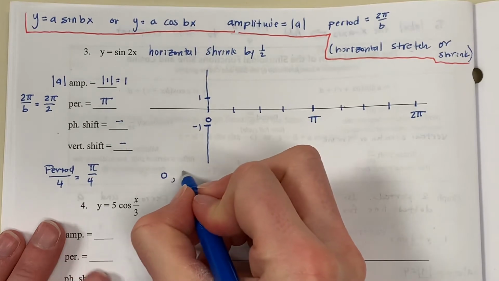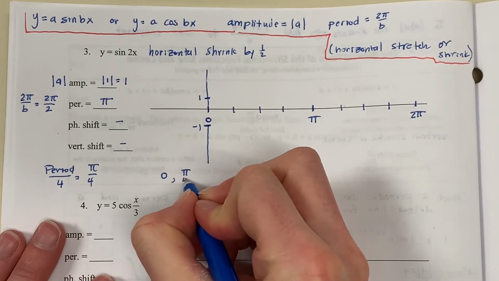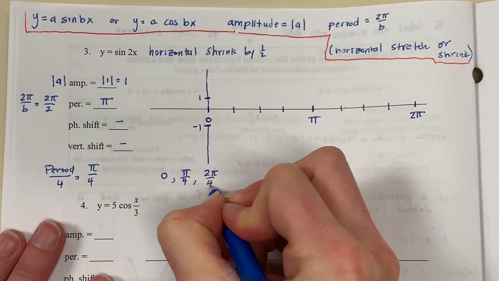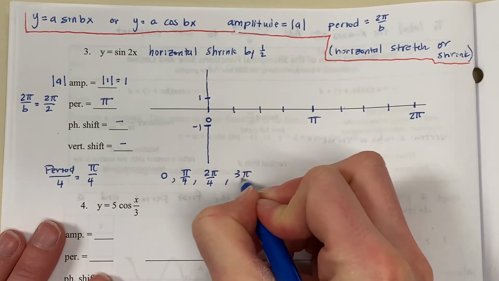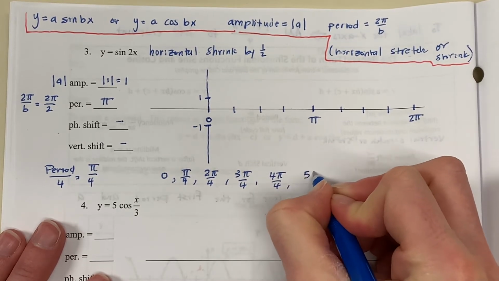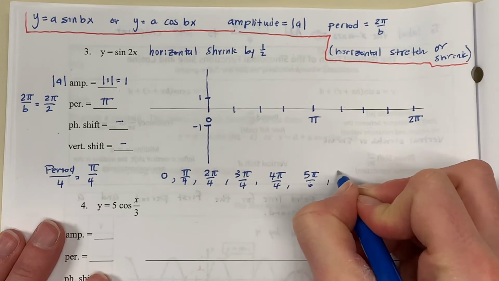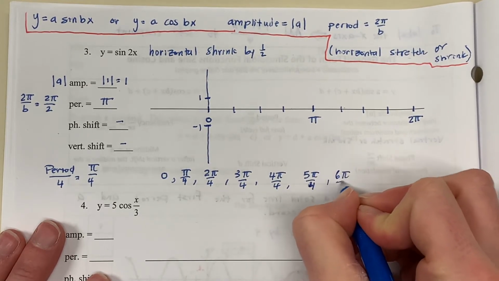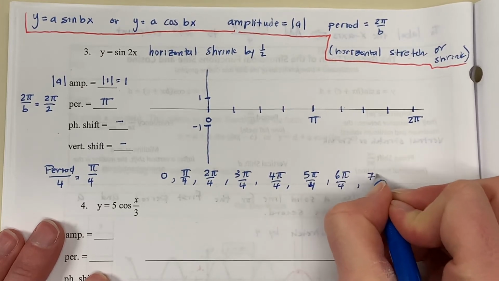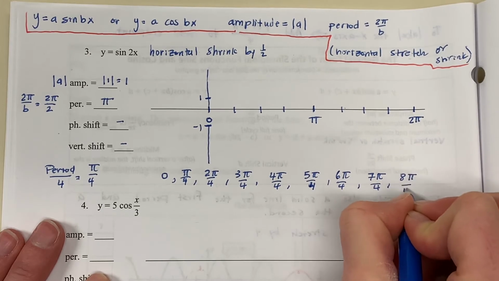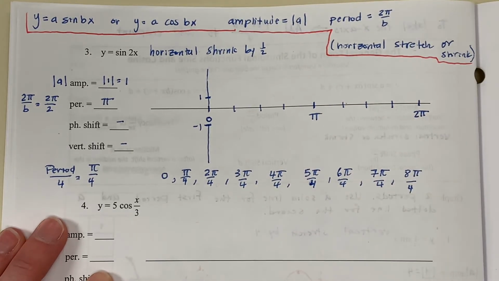So 0 plus pi over 4 is pi over 4. Keep adding. Pi over 4 plus pi over 4 is 2 pi over 4, 3 pi over 4, 4 pi over 4, 5 pi over 4, 6 pi over 4, 7 pi over 4, and 8 pi over 4. Now I'm going to reduce those values if necessary when I label my axis.